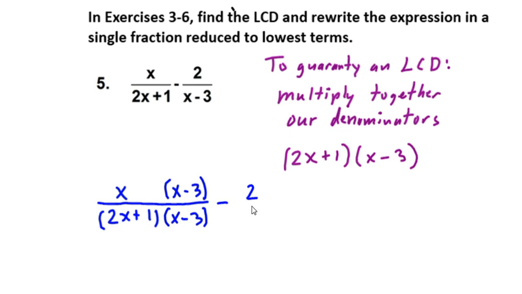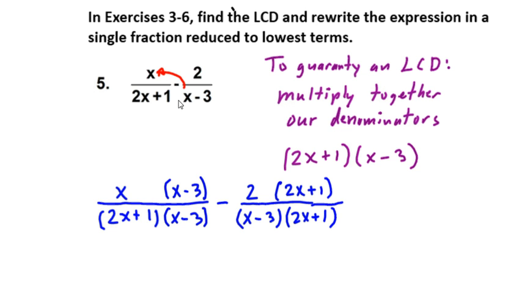And next, we're going to rewrite the second fraction, 2 over x minus 3. And to get our common denominator, what are we going to have to do? We have to multiply both the numerator and the denominator by this 2x plus 1 over 2x plus 1. And so if you look at the original fraction, it's almost like you're cross-multiplying the denominators to the numerators across that minus sign, or it could be a plus sign. That's what the thing ends up being.